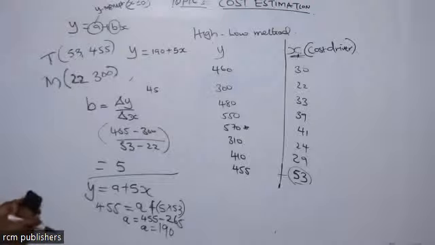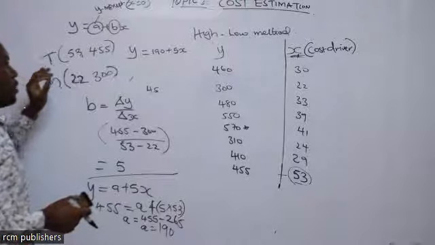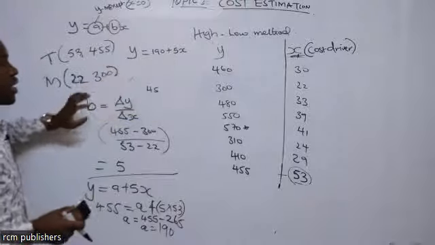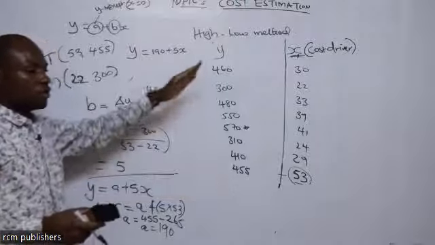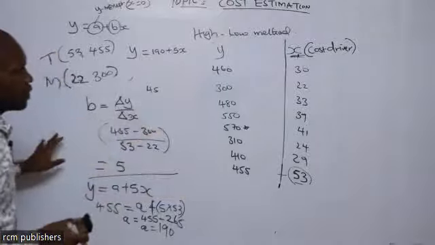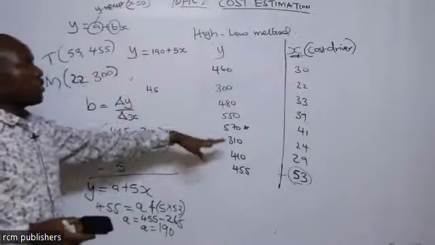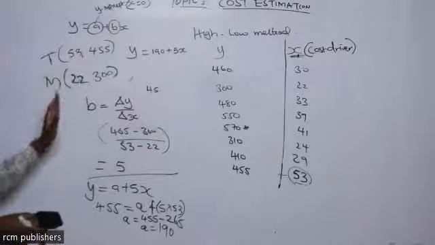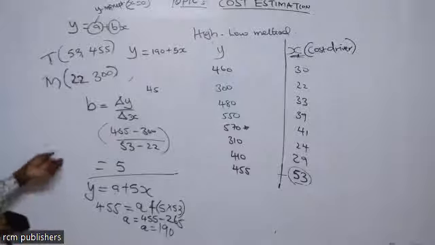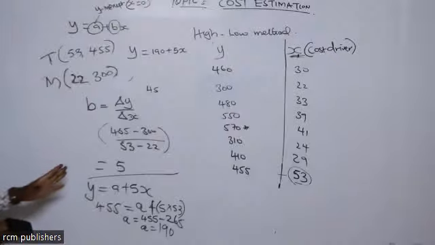So you've seen the only difference between the high low method and the scattered graph. For scattered graph, you're going to plot everything. We look for the line of best fit. For high low method, we don't need to go through that procedure. We simply pick the two pairs and then proceed to calculate all that we have just done here. So is it now clear to somebody?